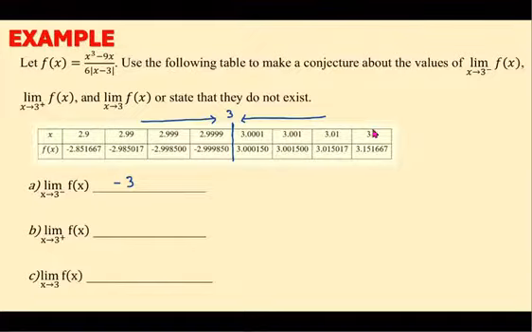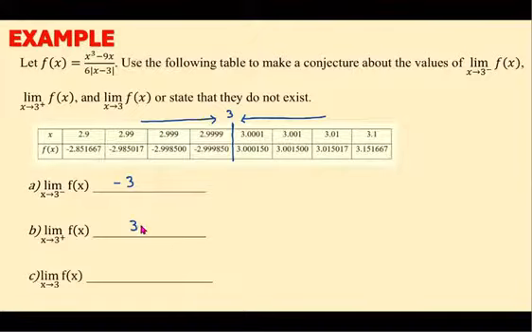Similarly, if you look at the right-hand limit, when the values of x are decreasing and approaching closer and closer to 3, look at the function values. We have 3.15 and something, then 3.015, it is decreasing, 3.0015, 3.00015. So obviously you can see that these numbers are decreasing and getting closer and closer to 3. So from the right, the limit of that function is 3. So the meaning of that is the left-hand limit is negative 3 and right-hand limit is positive 3.